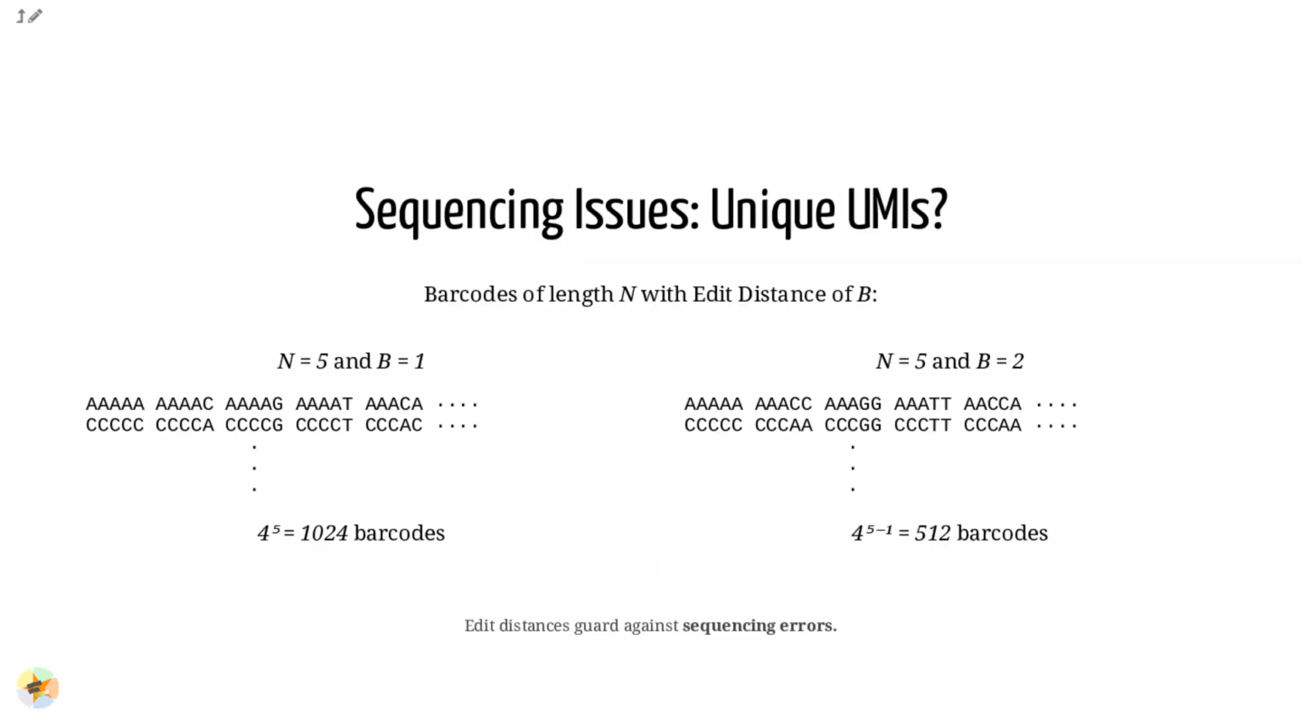Consider a set of barcodes of length 5 with an edit distance of 1 between adjacent barcodes, and another set with an edit distance of 2. The former is not robust against common sequencing errors of one base pair, but the latter only allows for half the number of barcodes. This trade-off between the number of available barcodes and guarding against sequencing errors is instrumental in the design of cell barcodes and UMIs.